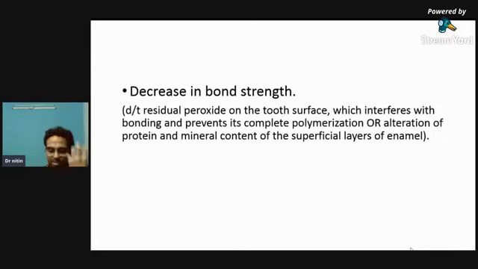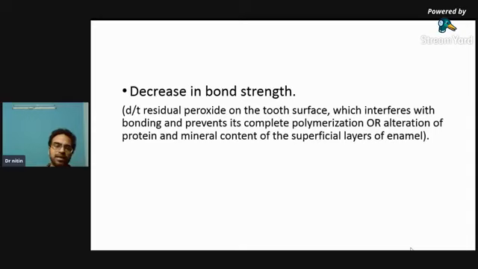Now, a lot of studies have shown that after bleaching, if we immediately go for a bonding procedure for a composite or PLVs, there has been a decrease in the bond strength. A lot of reasons have been provided: that there is a residual peroxide layer on the tooth surface which interferes with the bonding and results in incomplete polymerization, or because of alteration in protein and mineral content of the superficial layers of enamel after bleaching, the bonding would be poor, or there will be interference in the bonding.